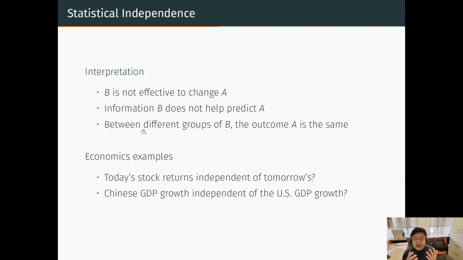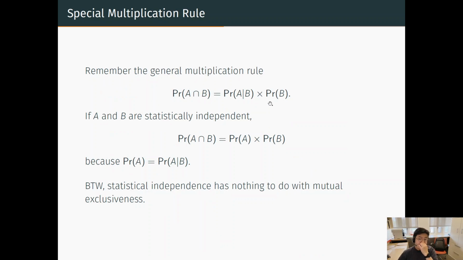Anyhow, in your statistical analysis, it is impossible to include all information. You have to have a boundary and assume that anything you don't observe is actually independent. As a result, they don't affect your forecast, right? So statistical independence is very useful in your analysis, and we are going to use it again in the future soon.